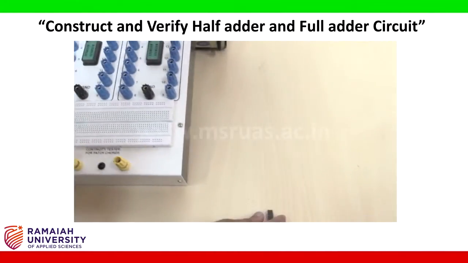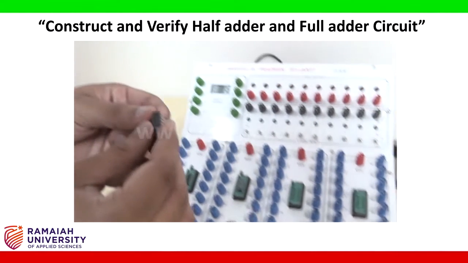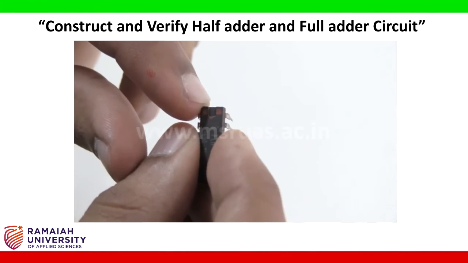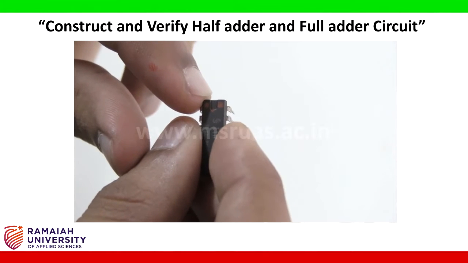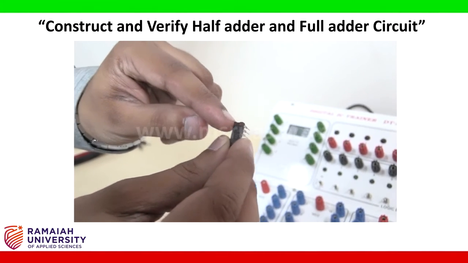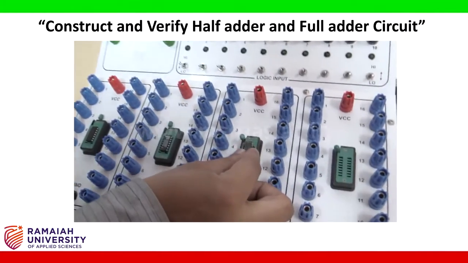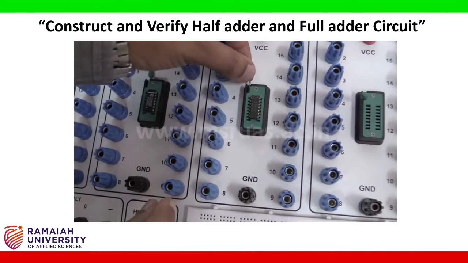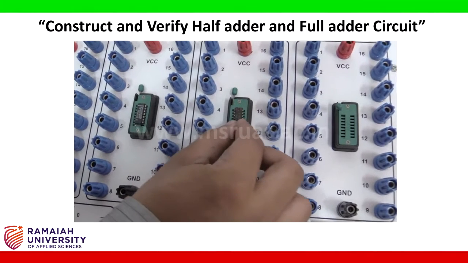Now we will place the 7432 IC. This is the OR gate, and again make sure while placing this IC into the IC base, this IC notch presented here should be directed upwards. So place it into the IC base and close the lever. Make sure the IC is not coming out.